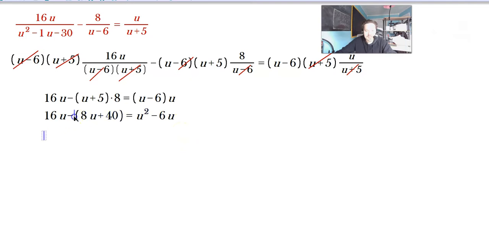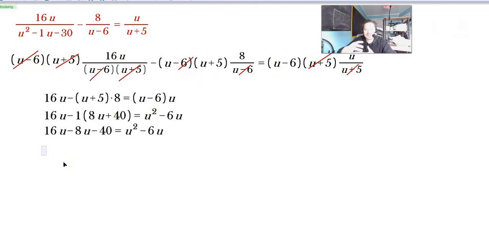Now here, there's really a negative number, so you can distribute that negative number and flip the signs inside the parentheses. So 16u minus 8u, let's see, do this carefully, minus 40 equals u squared minus 6u. And now you want to gather this into a basic quadratic equation and then solve that. From here, you can just combine the 16u and the 8u first on the left side as an example. So you're going to have 8u left over minus 40 is equal to u squared minus 6u.